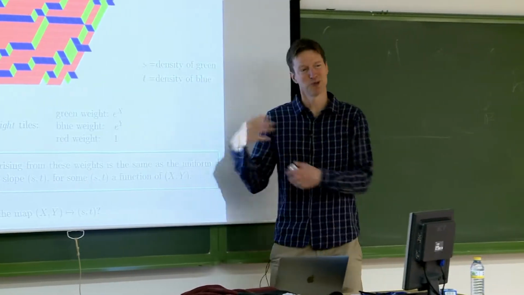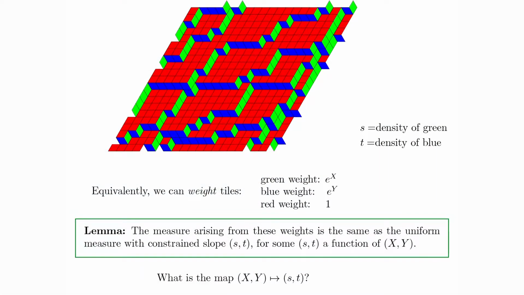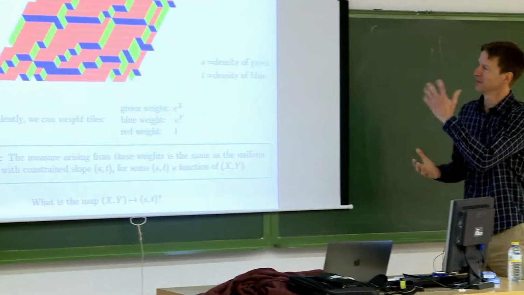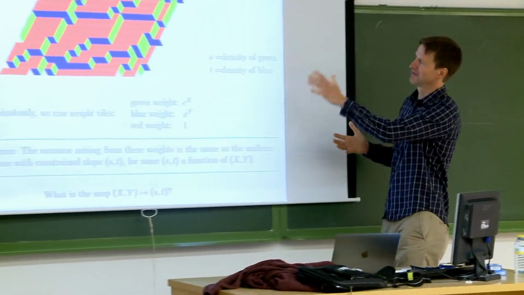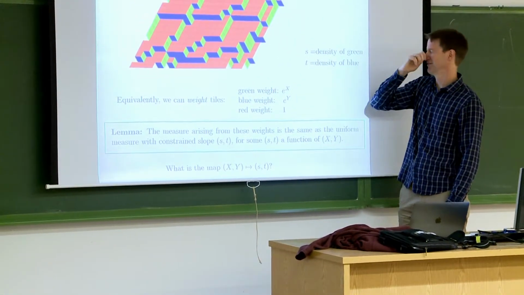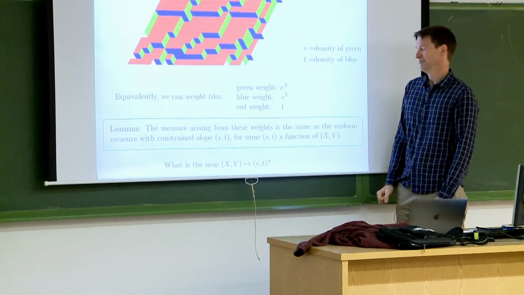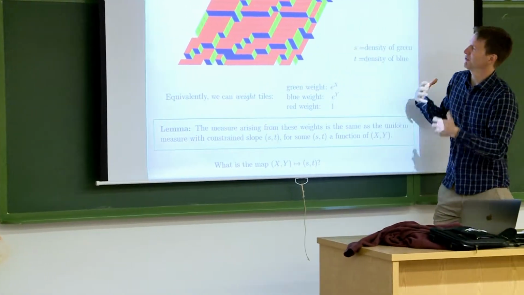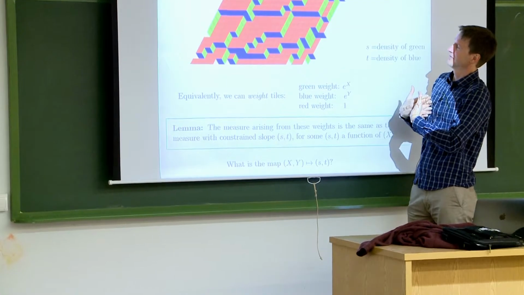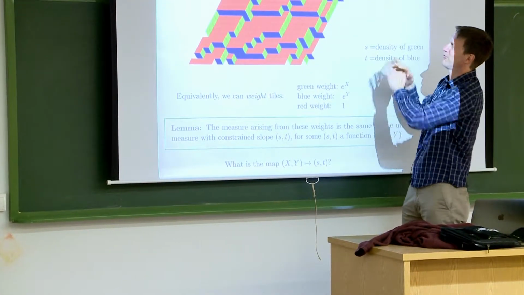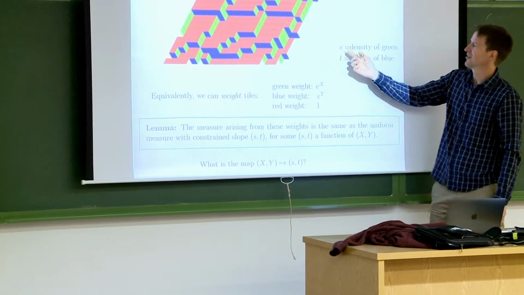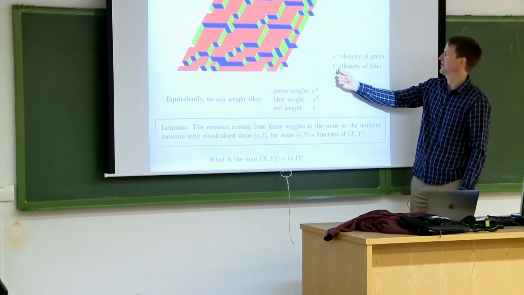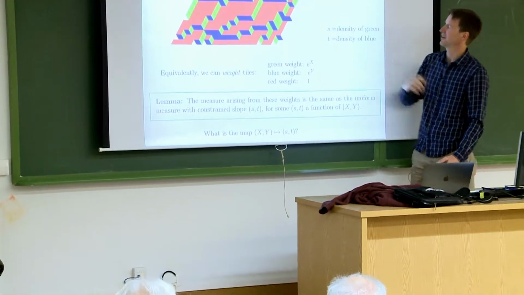I could just brutally give you the formula for sigma, but the formula by itself is not very meaningful. So let me try to explain something interesting about it. There's a different way to parameterize the space of slopes, the space of measures. There are two ways to make such a picture. If I want to find a configuration with a particular slope, I can just fix the density of green tiles, the density of blue tiles, and the density of red tiles, which is 1 minus s minus t.